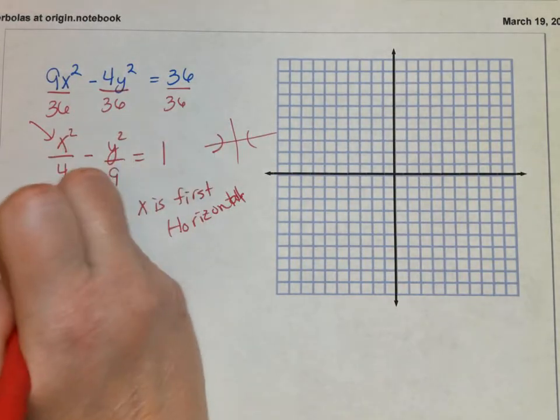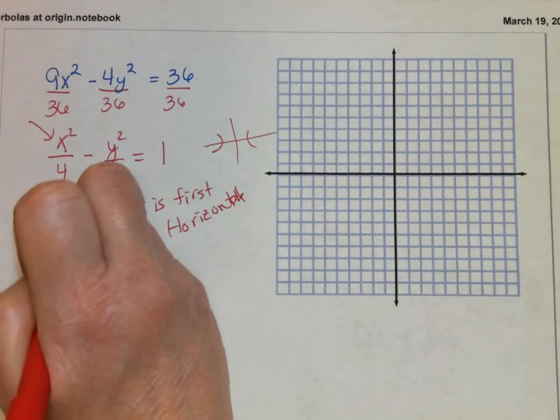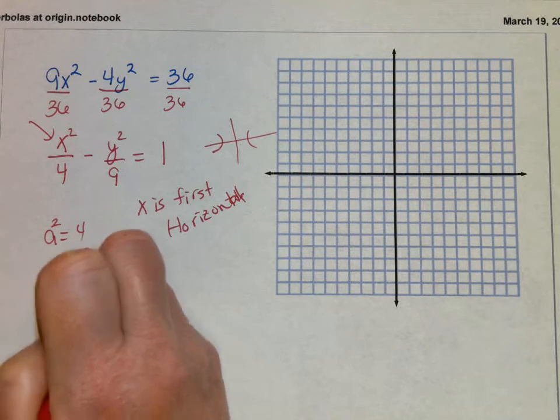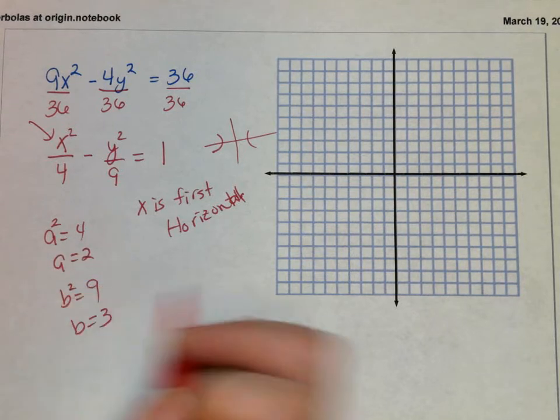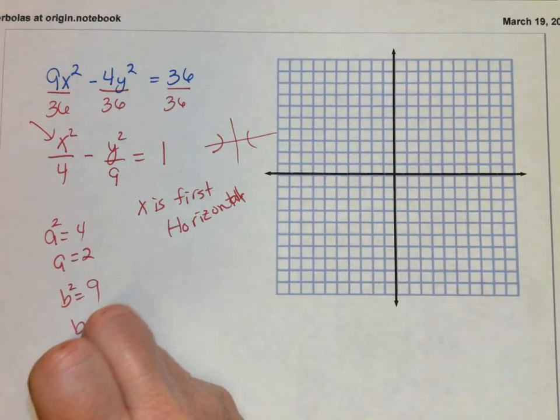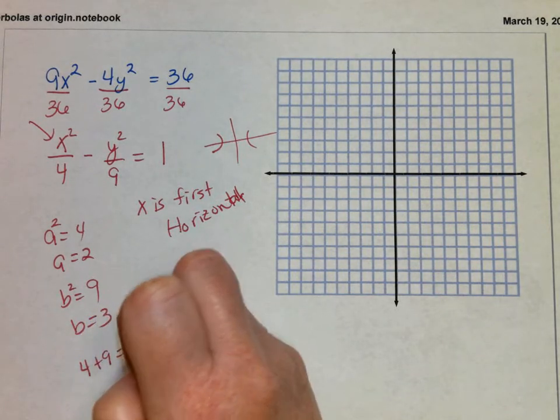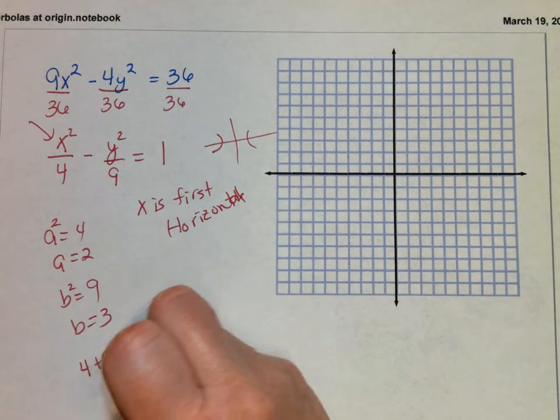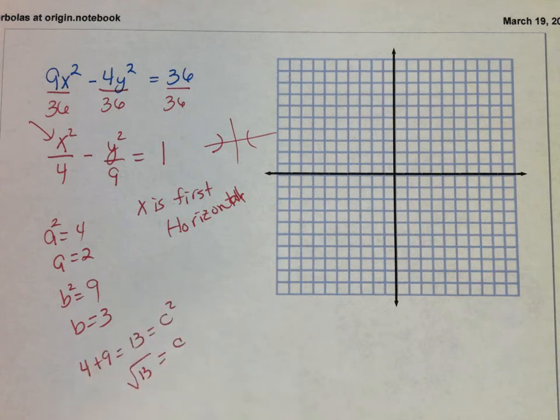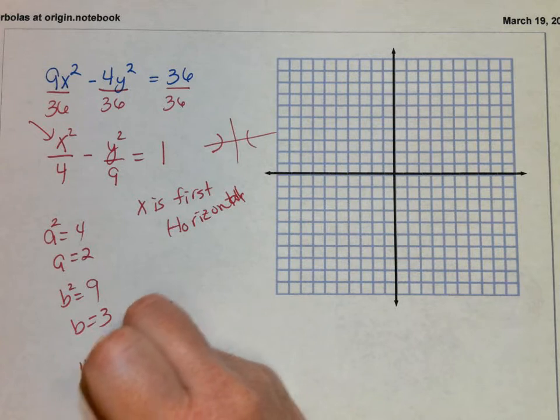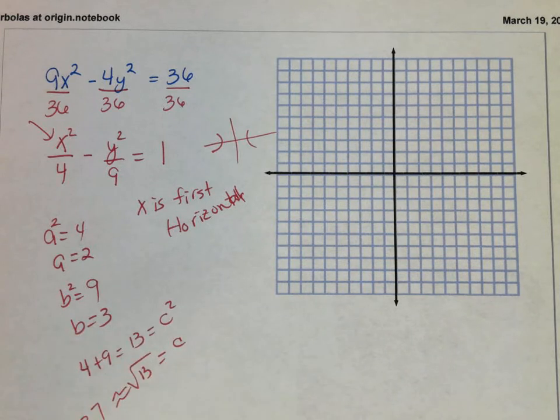All right, I know that a squared is 4, so a is 2. I know b squared is 9, so b is 3. If I add them together, 4 plus 9 is 13, so c squared is 13, so c is the square root of 13, which is a little bit less than 4, so let's estimate it at like 3.7. Sounds good to me. Here we go.